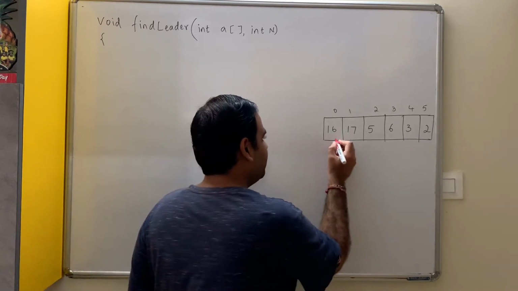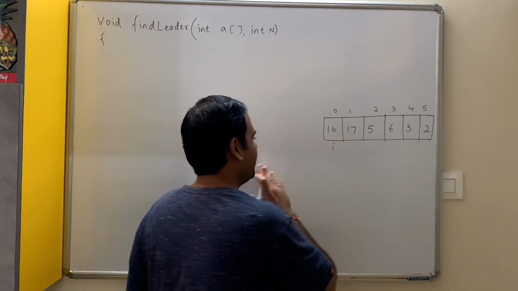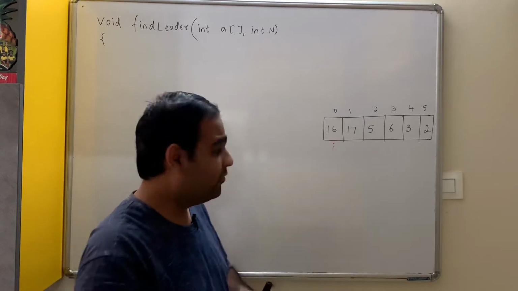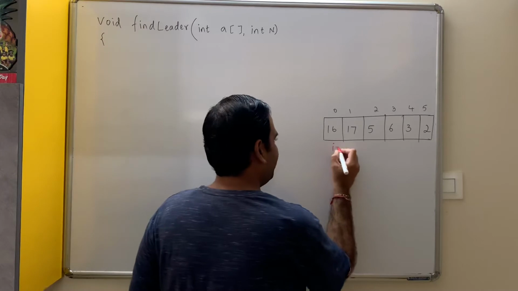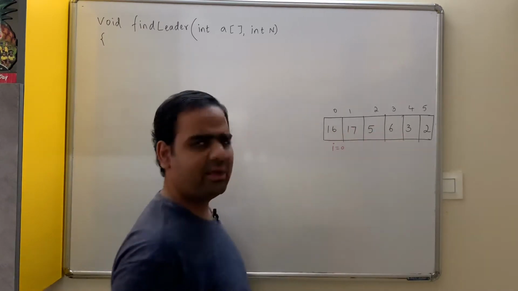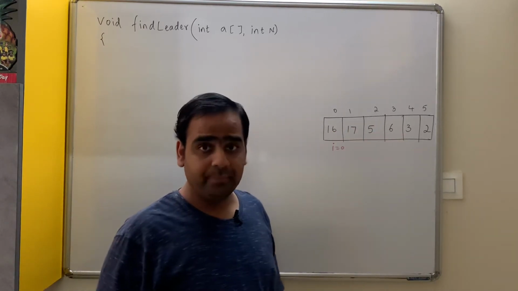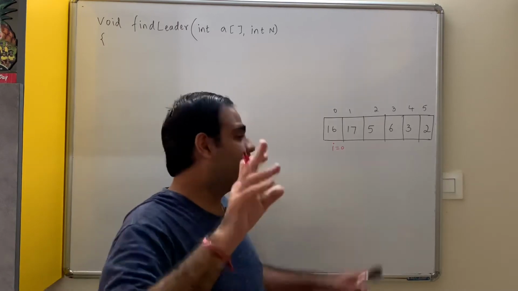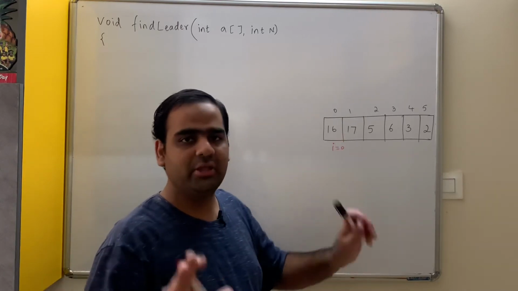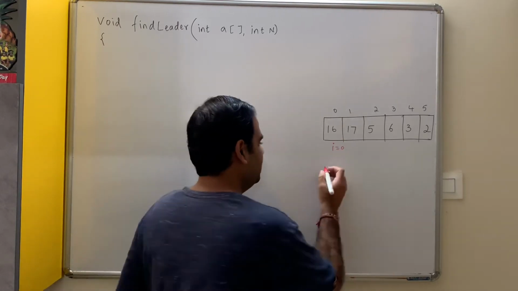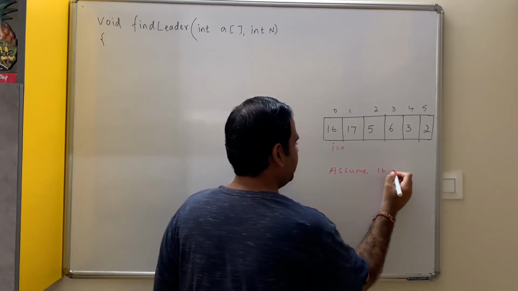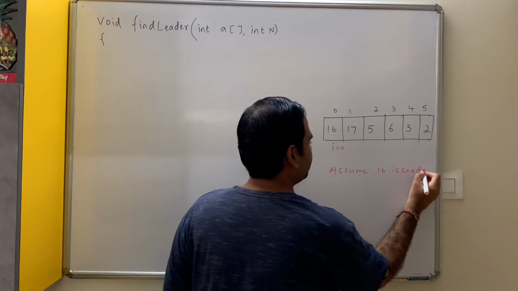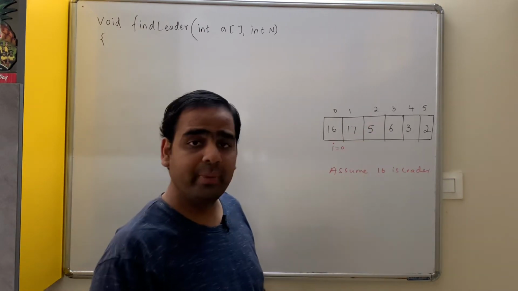Now let me consider 16 as leader. Initially I take the value of i to be 0, because each and every element I want to find whether it is a leader or not. And I assume that 16 is leader. Let us assume 16 is leader to begin with.